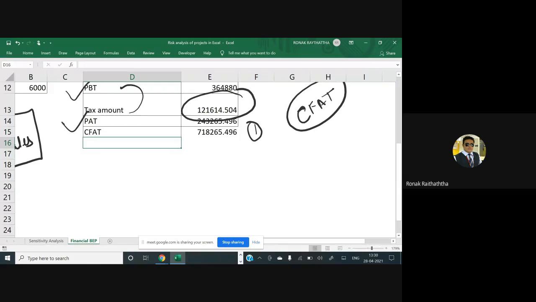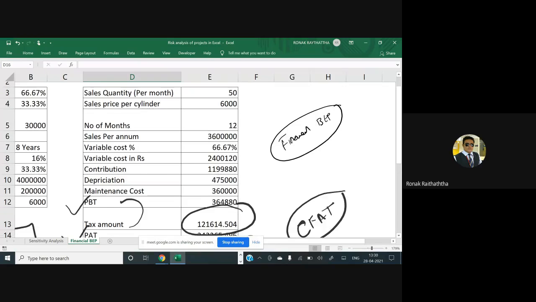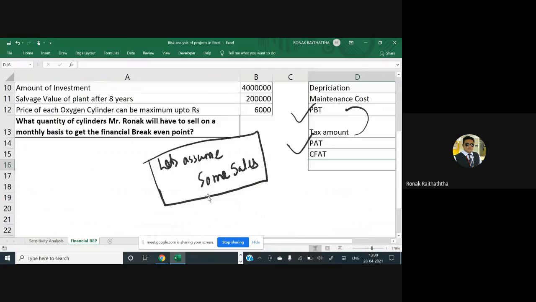This is only for the 1 year. The project is not going to shut down in a 1 year. There are how many years in which this oxygen plant will remain operational? 8 years, sir.